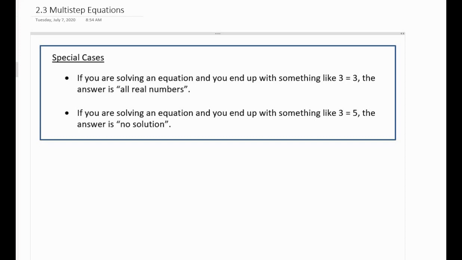The first type is where you end up with an equation like 3 equals 3. Once you solve the equation, this is what type of answer you get. And in this type of problem, when the variables all go away, that means that it doesn't matter what x is, you get a true statement. This statement is always going to be true, so the answer is going to be all real numbers.